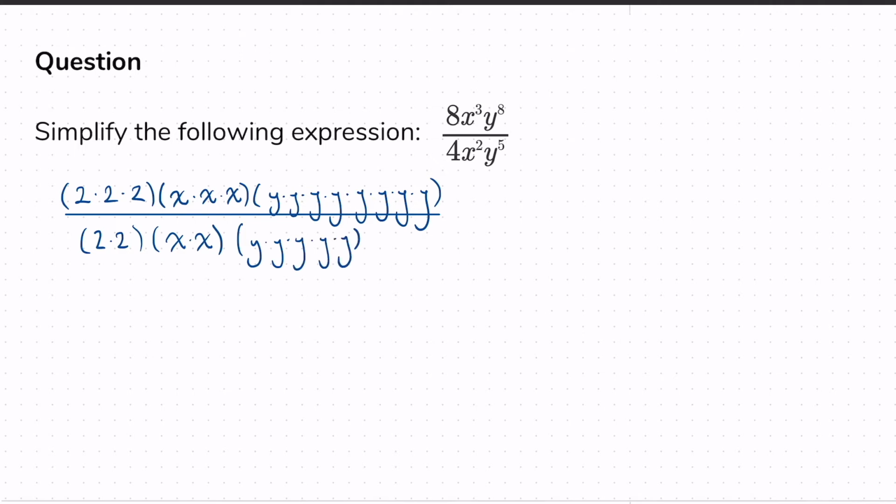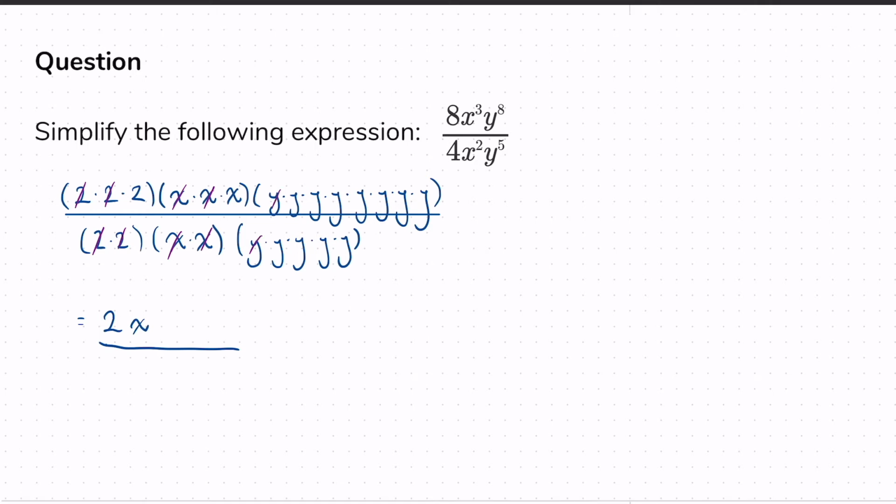Okay, now we get to the fun part. We start cancelling things out. 2 divided by 2, well, that's 1. Anything times 1 is the same as it was before. 2 divided by 2. And now I've got 1, 2 left over. Right? So I'm going to leave that 2 up there. Now, x divided by x, x divided by x, and I'm left over with an x on top.